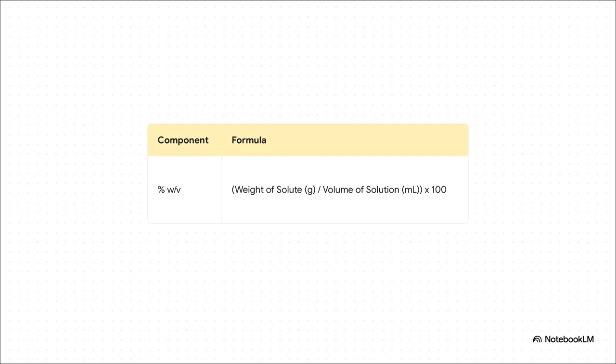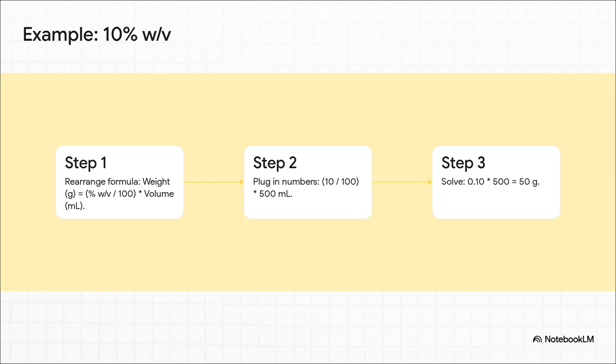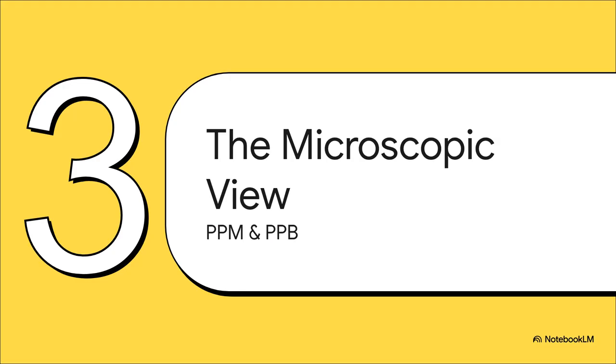Don't forget that. All right, time for another quick problem to make sure this sticks. How many grams of solute would you need to make 500 milliliters of a 10% W/V solution? We do the same thing as before, just rearrange the formula. The weight we need is our percentage, 10, divided by 100, multiplied by our volume of 500 milliliters. That gives us 0.10 times 500, which equals 50 grams. Simple as that.